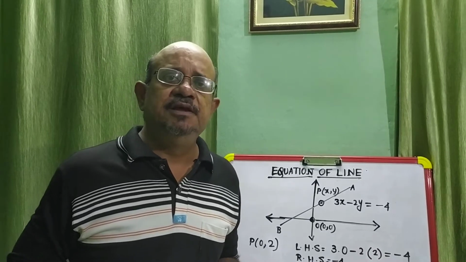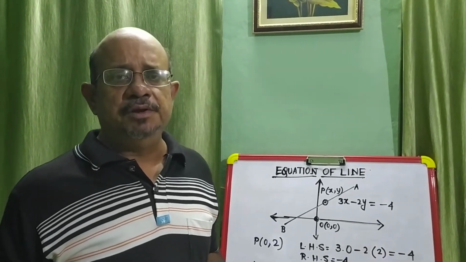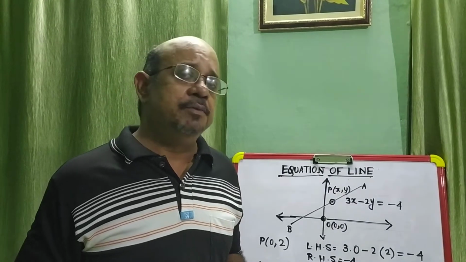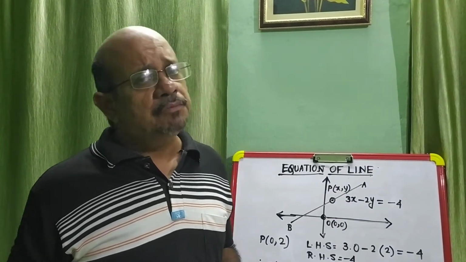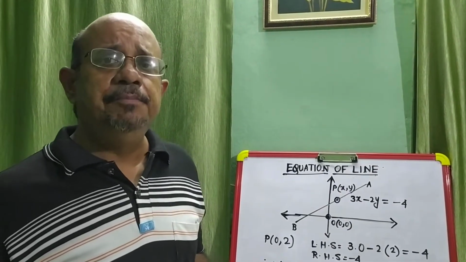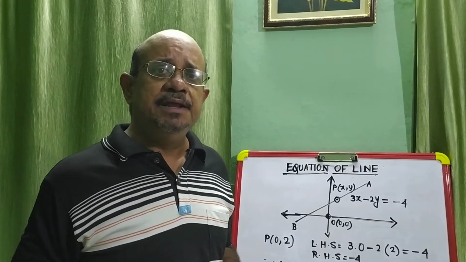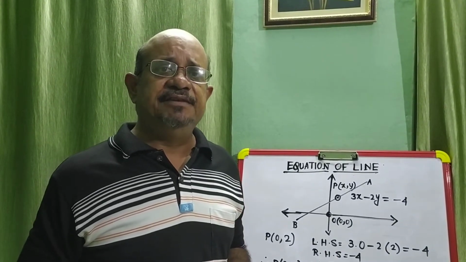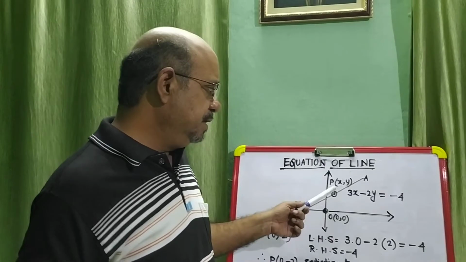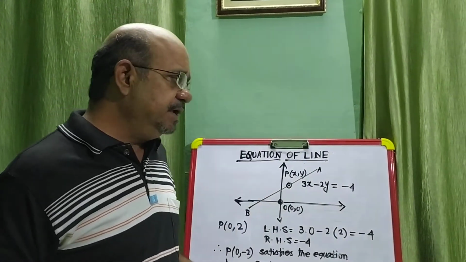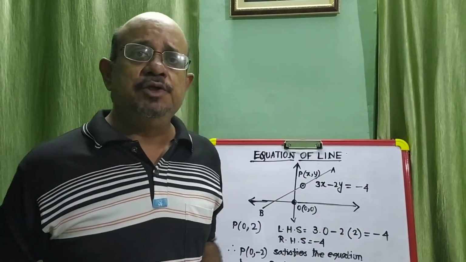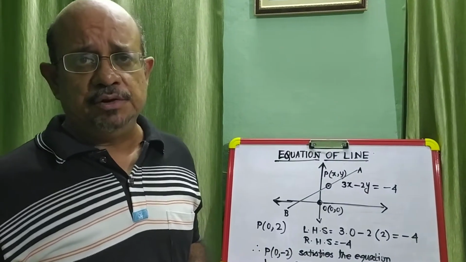Hello students, in this class of coordinate geometry, we will learn about the equation of a line. We already know that any point on the two-dimensional plane can be represented as P(x, y). Here is a point P(x, y). Now let us learn about equation of line. What is equation of a line?